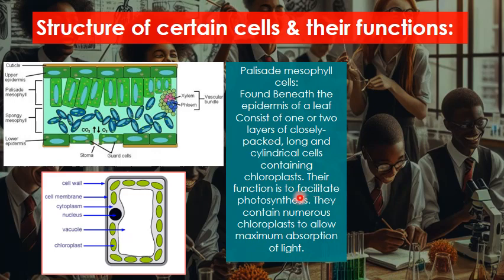Their function is to facilitate photosynthesis. To make photosynthesis happen, they contain numerous chloroplasts to allow maximum absorption of what? Of light, so that photosynthesis is happening in the leaves mainly, right? So it needs to have a lot of chloroplasts. That's why leaves are very green, because the chloroplasts are green. So the whole cell will look green.